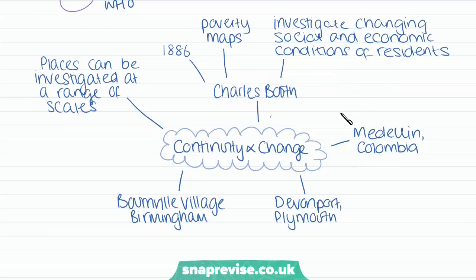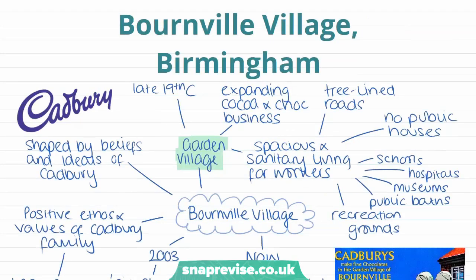The three examples we're going to look at have all experienced different levels of change in their communities on a progressively larger scale, starting with Bournville village in Birmingham, then Devonport in Plymouth, and then finally Medellin, which is a city in Colombia. So first of all, we're going to look at how Bournville village in Birmingham has changed over time.